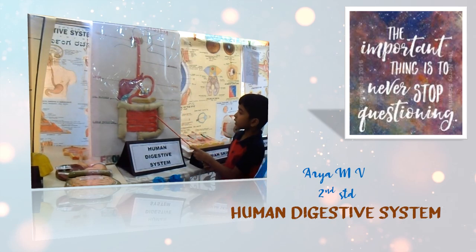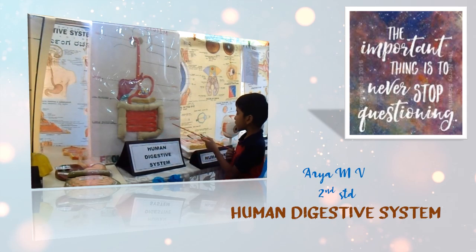Inside the small intestine, there are finger-like projections called villi. The food goes to the large intestine. The water is absorbed and the rest comes to the rectum. And waste is thrown out through the anus.